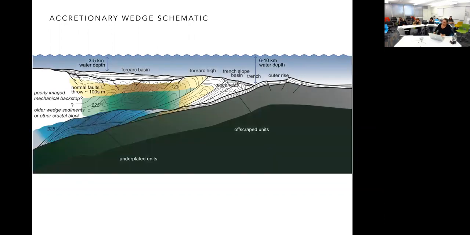So I put some colors on here to kind of represent what those different metamorphic facies would be and what you would see if you were lucky enough to find an outcrop that exposed a cross-section through this wedge. So those underplated units I just referred to, I put in blue with a temperature of maybe 325.